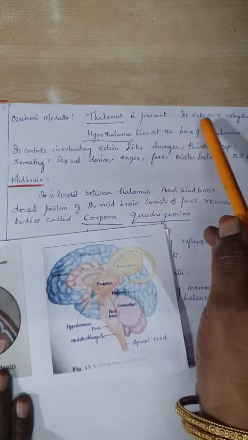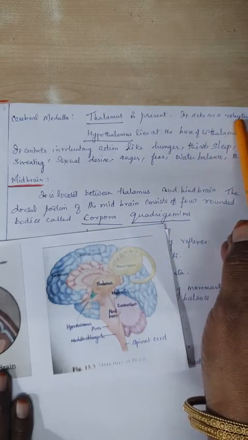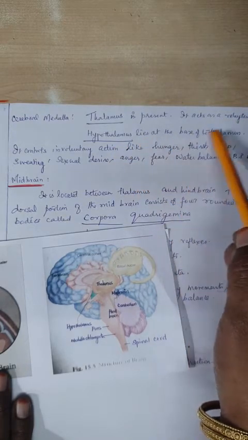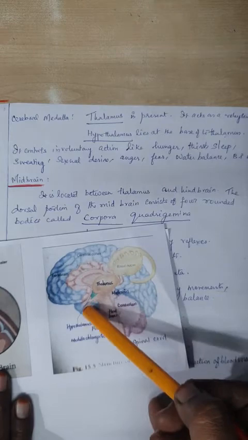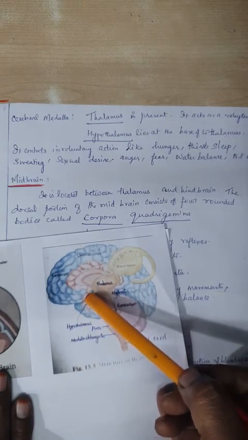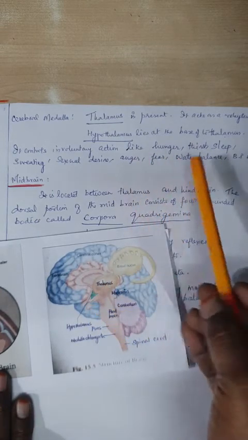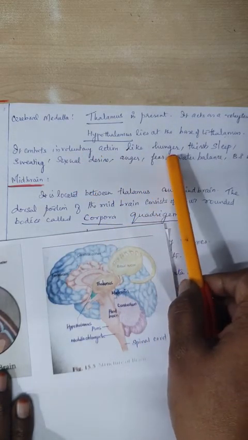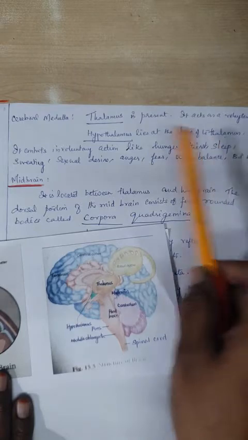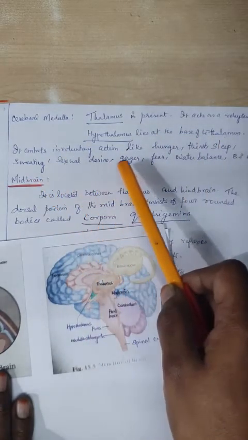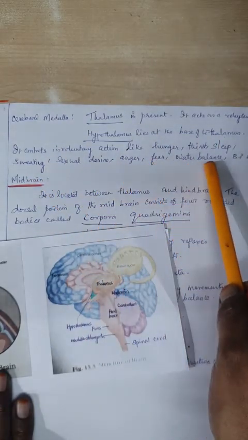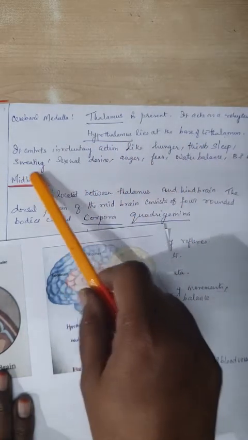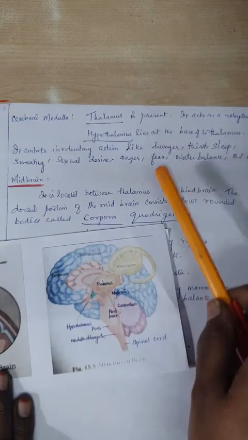It is the relay center, and hypothalamus lies at the base of the thalamus, I said. Here you can see hypothalamus. Okay, what is the function of these two? It controls involuntary actions like hunger, thirst, sleep, sweating, sexual desire, anger, fear, water balance, and blood pressure. Okay, these are all the main functions of cerebral medulla.